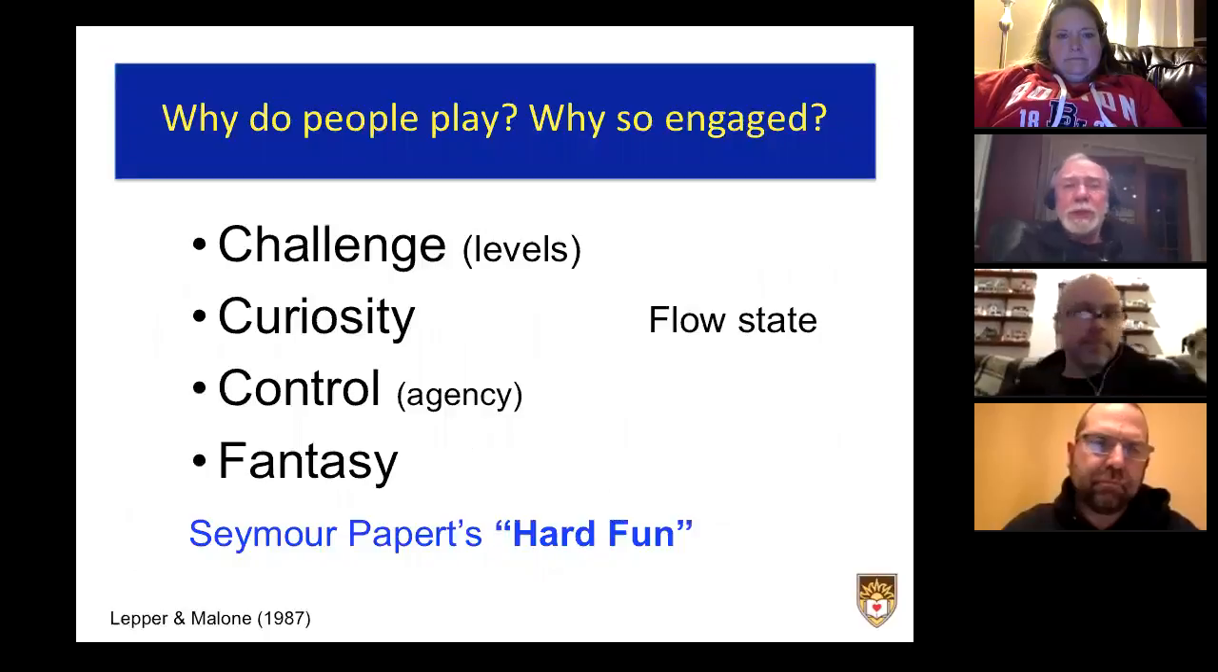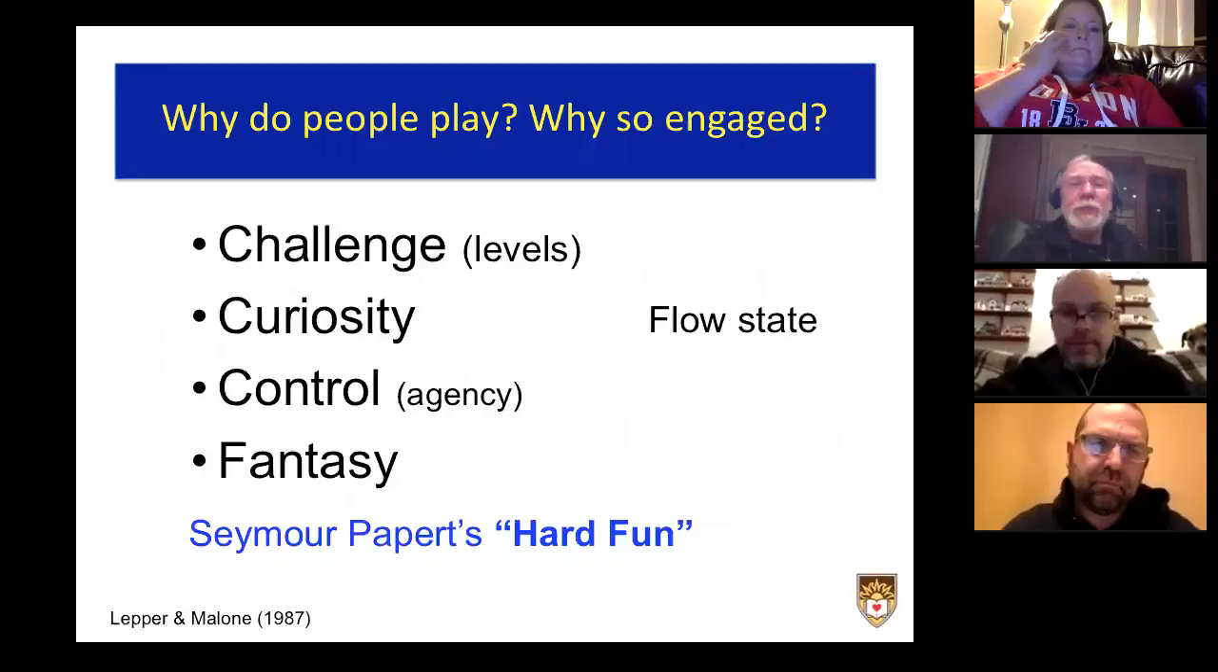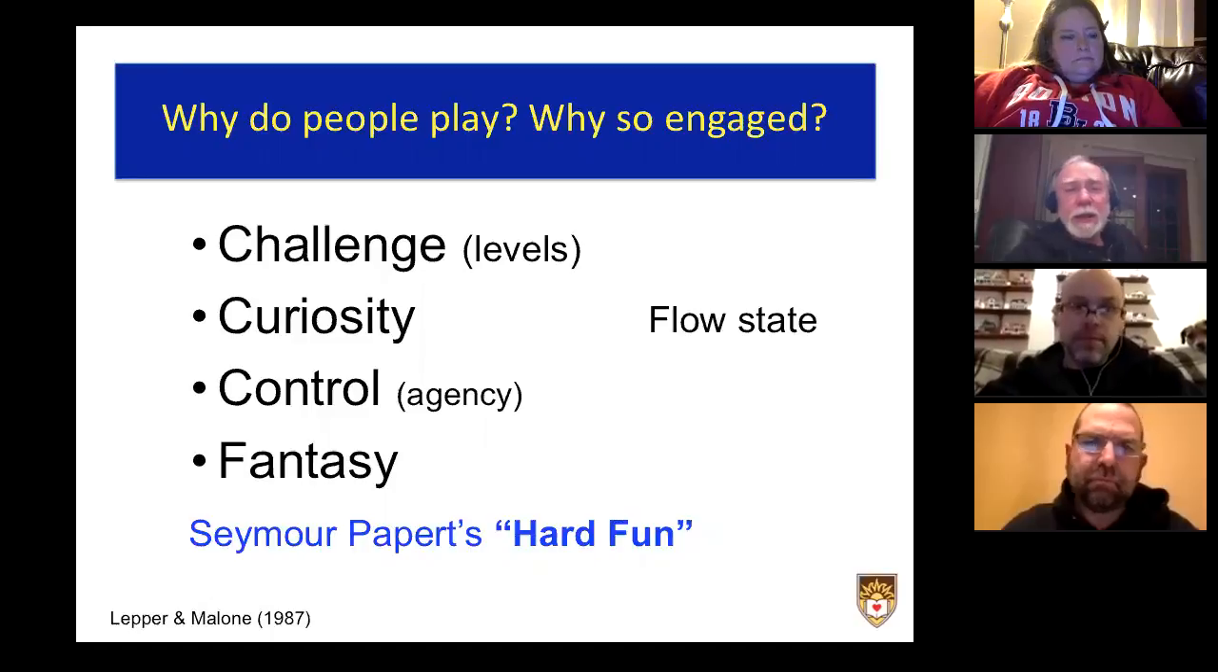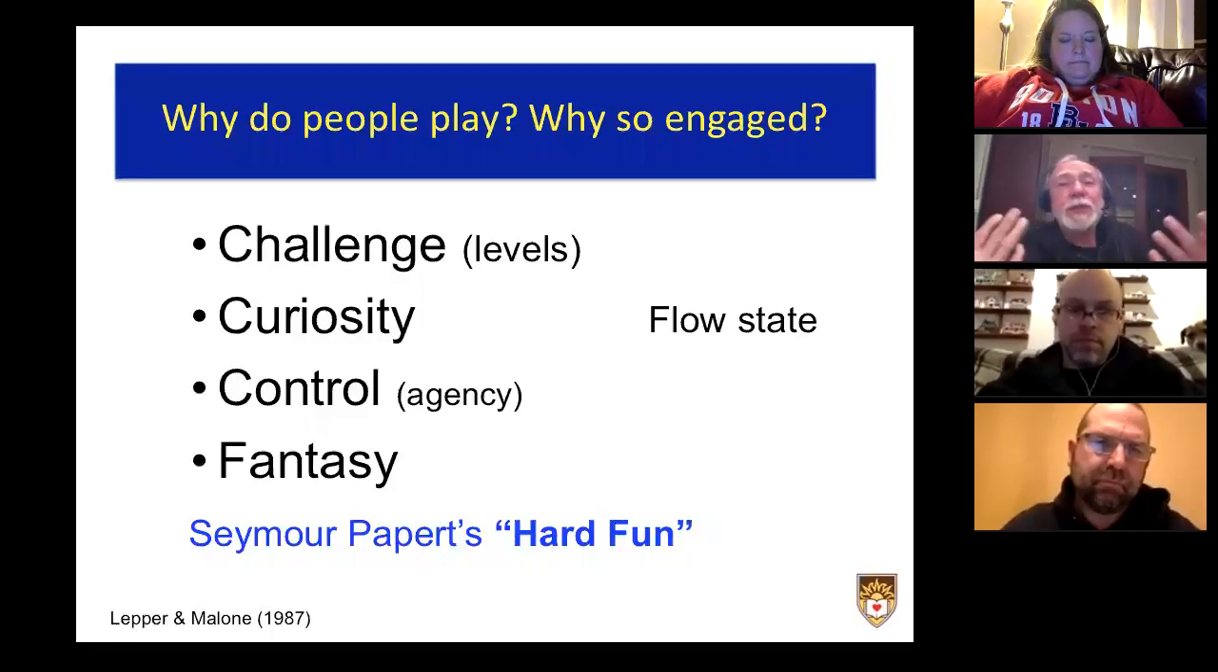So more specifically, why do people play? What engages them so deeply in games? Lepper and Malone, decades ago, identified 4 characteristics of games that make kids want to come back to play over and over and over again. And the authors this year continue to use those 4 levels. First is challenge. No kid wants to play an easy game.